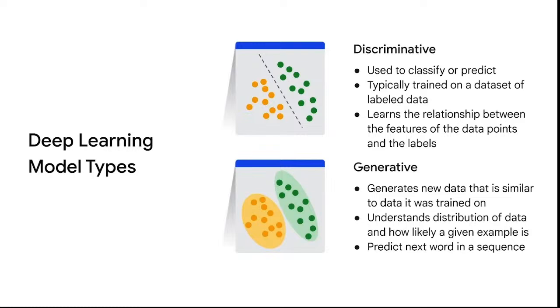A generative model generates new data instances based on a learned probability distribution of existing data. Generative models generate new content.